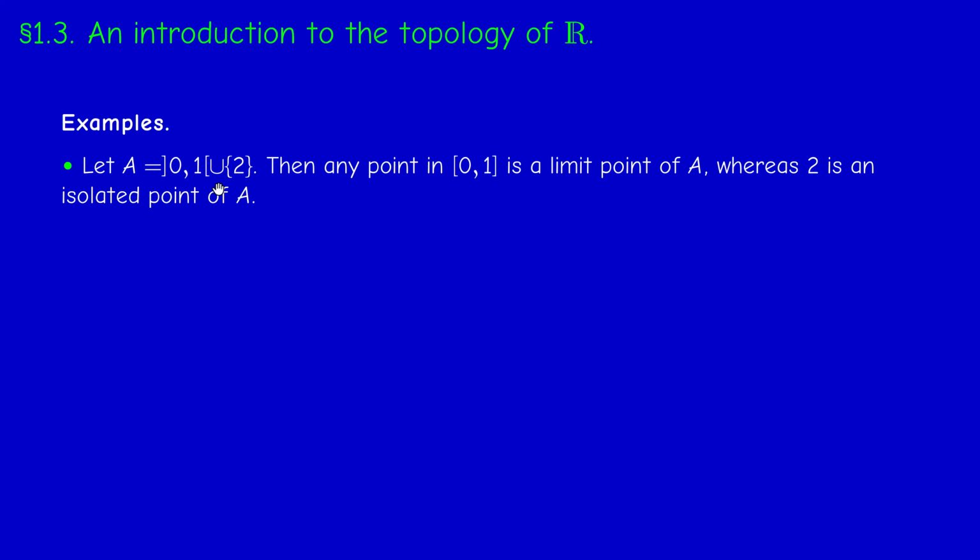Whereas 2 is an isolated point. Why? I should have drawn a figure, but you do it. How do you prove that 2 is isolated? Consider the open interval (2 minus 1/2, 2 plus 1/2), which is (3/2, 5/2). Okay, (3/2, 5/2) meets A only at 2. It doesn't touch (0, 1). So 2 is the only isolated point of A. And this is not the case for all points in [0, 1].